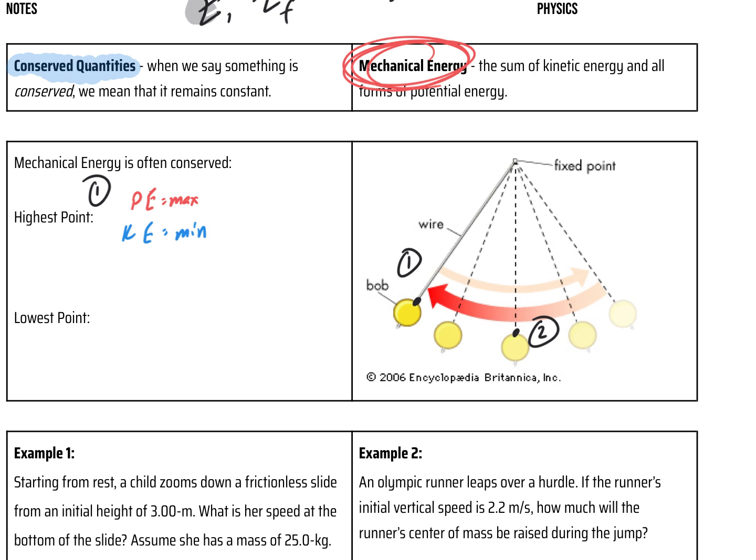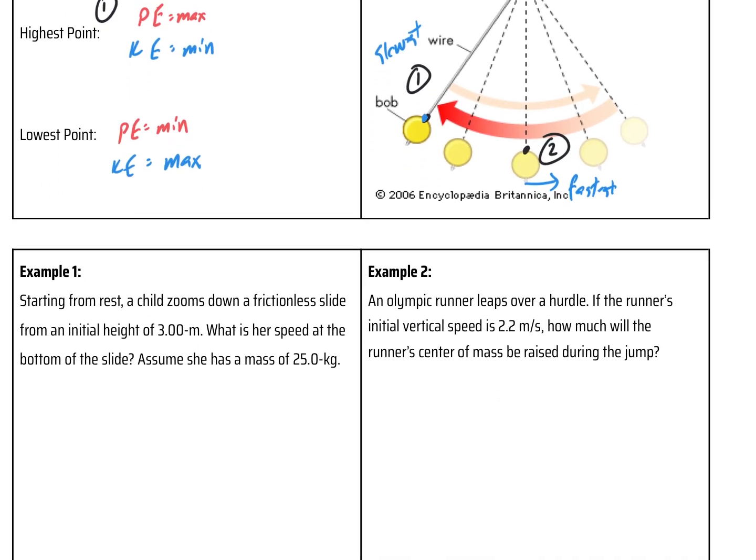At the lowest side, the opposite happens. Potential energy is at a minimum, while kinetic energy is at its maximum. It's actually moving the fastest at the bottom point, right? So here, it's the fastest, and at the top, it's the slowest, right? That gives you the relationship between the kinetic energies and how fast the object is moving.